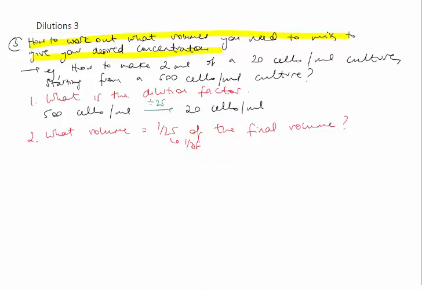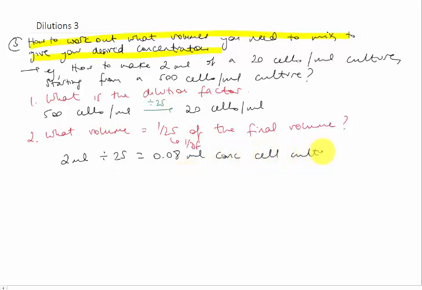So we simply divide the volume by 25 in this case. So 2 milliliters divided by 25 gives us 0.08 milliliters of concentrated cell culture that is required.